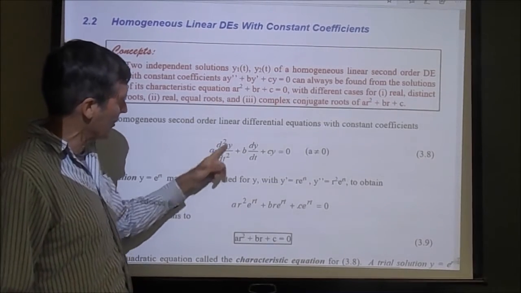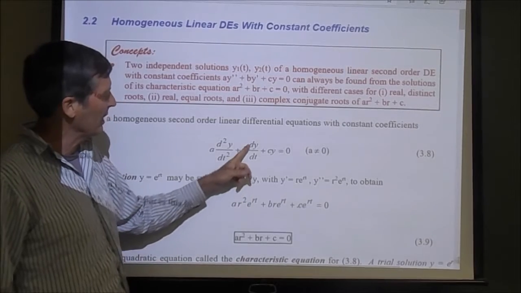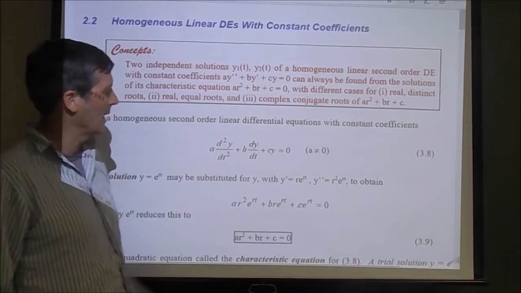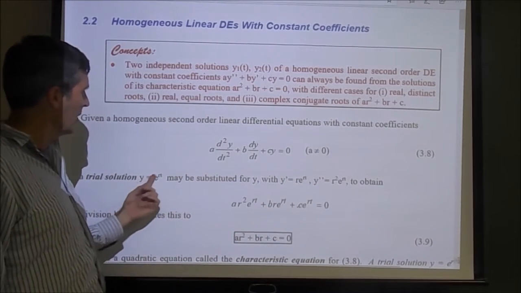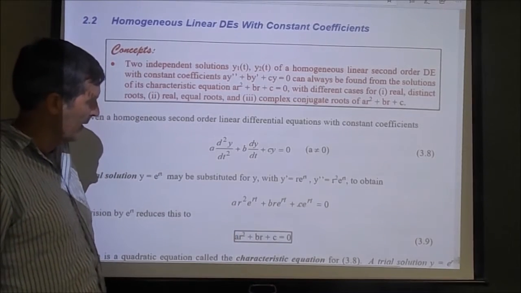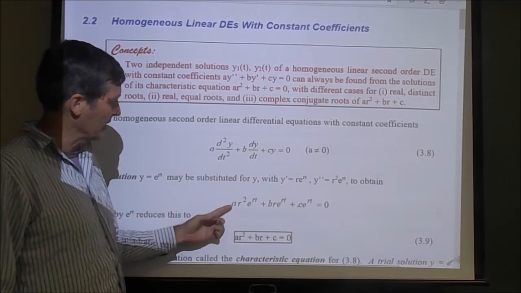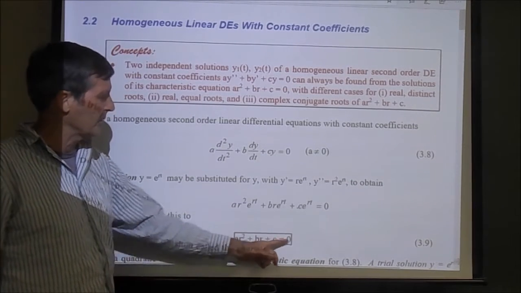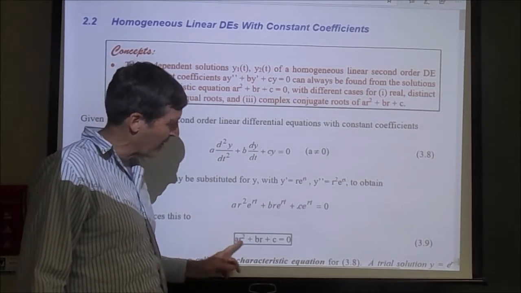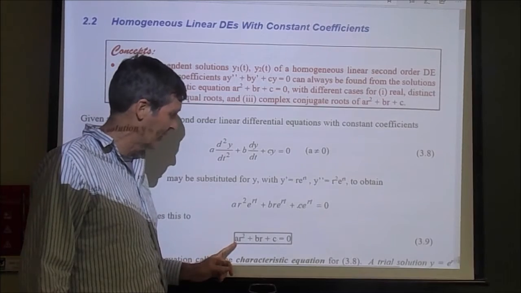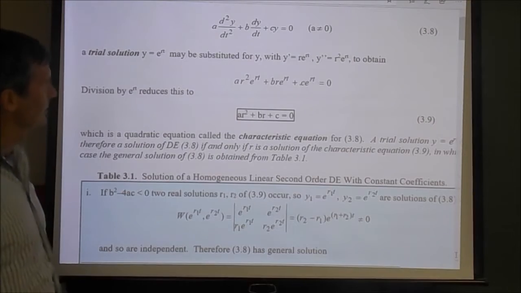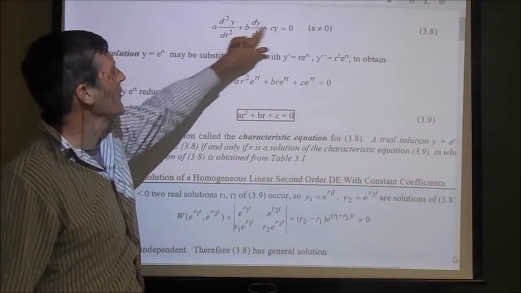So we've got a, and the second derivative is r squared e to the rt. b times the first derivative is r e to the rt. And c times e to the rt for y equals 0. So e to the rt will be a solution if and only if this is true. Now we can divide by e to the rt, it's not 0, and we get ar squared plus br plus c equals 0. So you see that e to the rt is a solution to the differential equation if and only if r is a solution of this quadratic equation, called the characteristic equation for this differential equation that's homogeneous with constant coefficients.